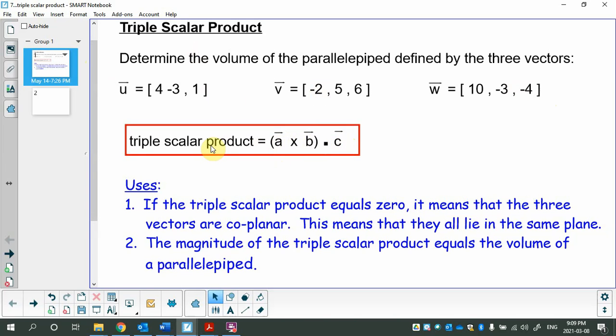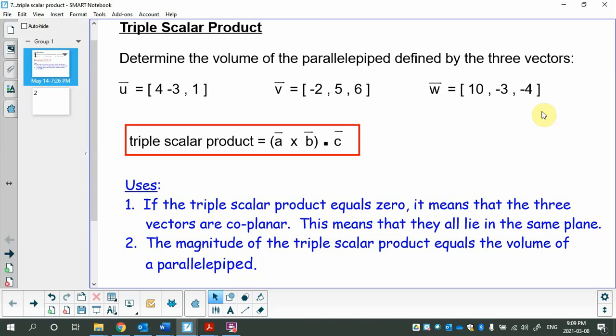Now there are two uses for the triple scalar product. We're going to do one of them today. The first one is what comes up later, and that is if the triple scalar product equals 0. So if you do all this work and you end up with 0 as an answer, it means that the three vectors that you've got are coplanar, meaning that they are all lying on the same plane, meaning that they would all lie flat on a piece of paper rather than any of them poking out. So that's what coplanar means. We're not going to do that today.